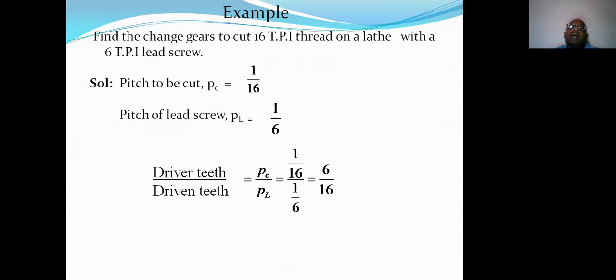Suppose the problem occurs where one is in teeth per inch and another is in teeth per centimeter. One screw is in number of teeth per inch and the other screw consists of number of teeth per centimeter. In that condition only, the conversion factor is required. What is that conversion factor? 5 by 127.